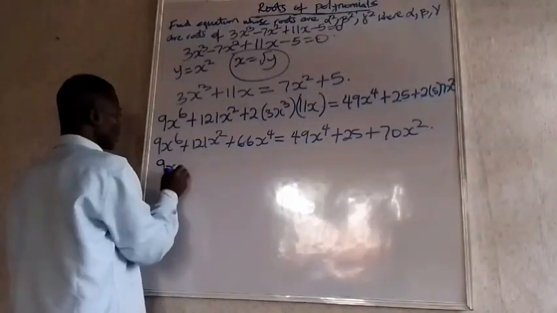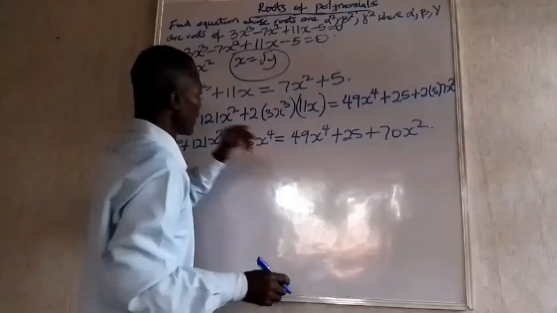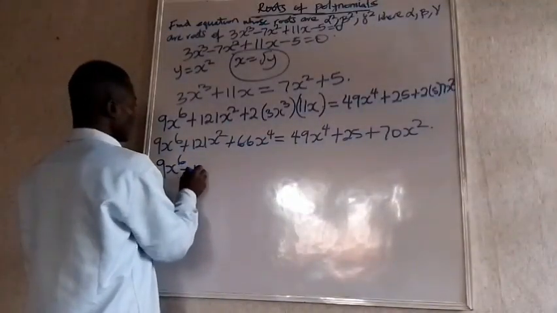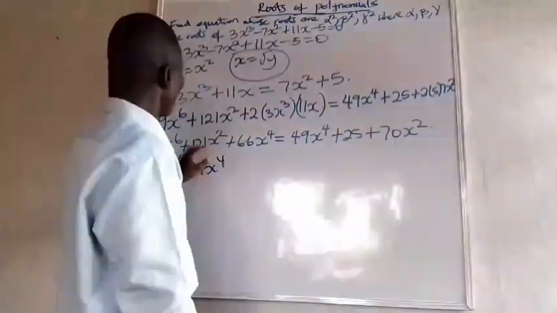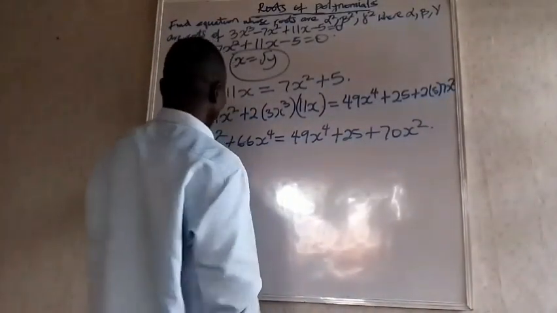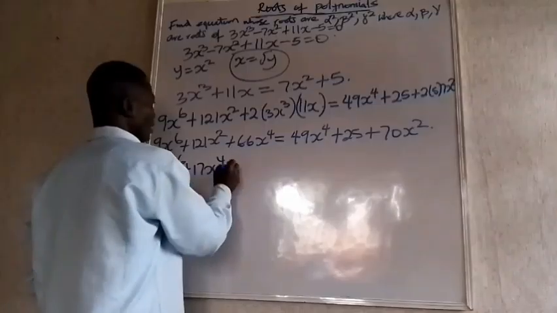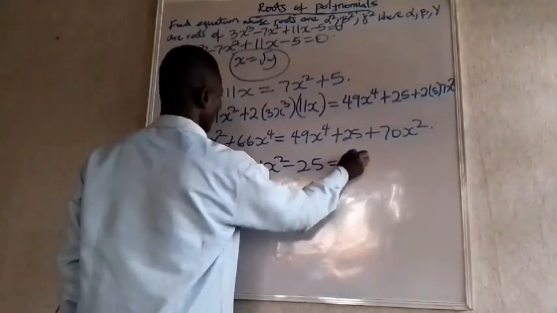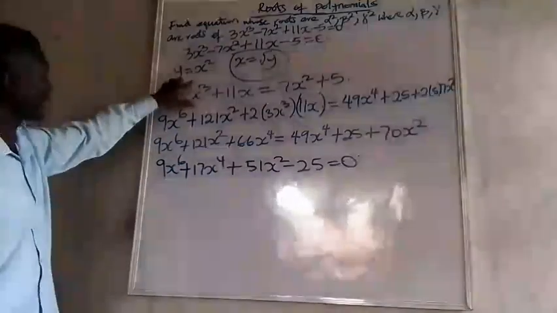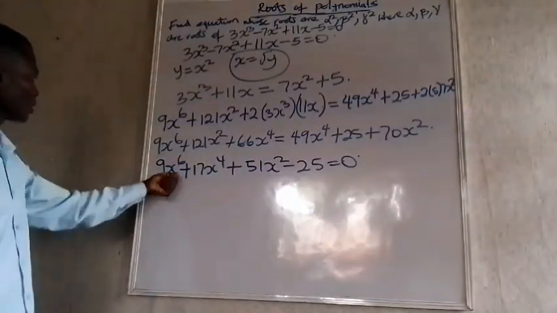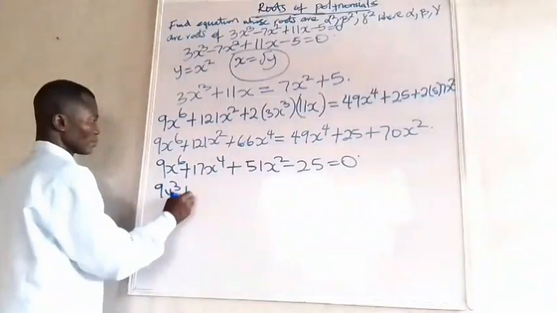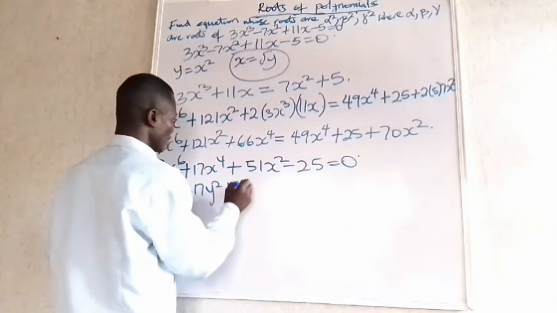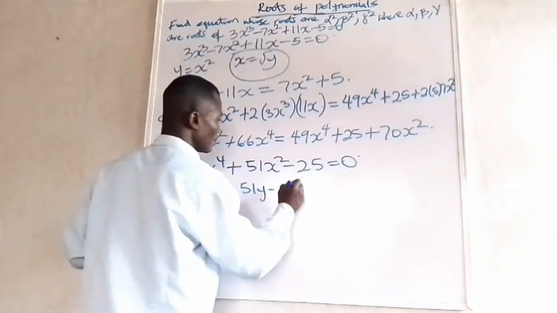So I have 9x raised to the power 6, 66 minus 49, that's 17, so minus 17x raised to the power 4. 121 minus 70, so this is plus 51x squared minus 25 equals 0. Now we have to make y equal to x squared. So this is going to be 9y cubed plus 17y squared plus 51y minus 25 equals 0.